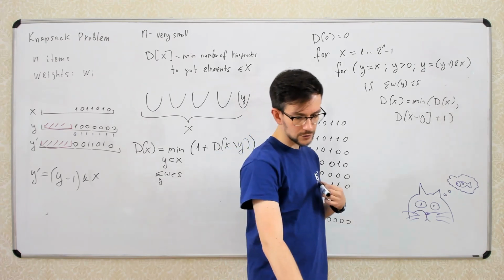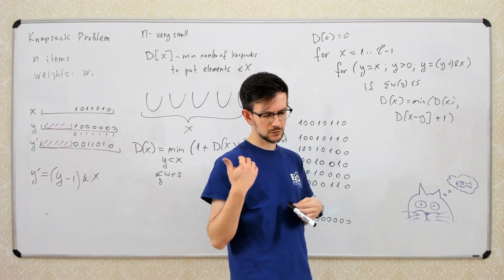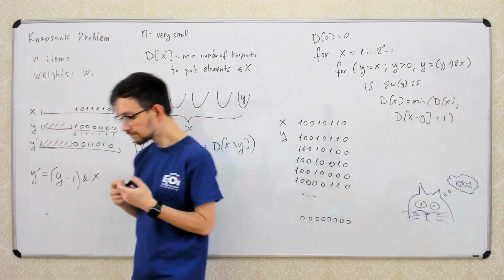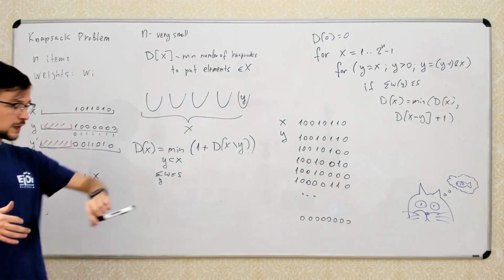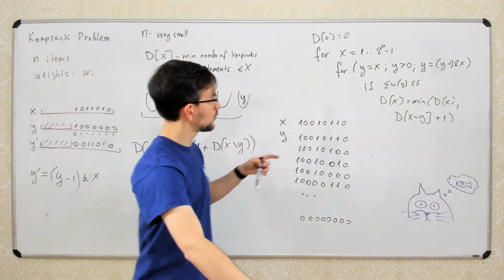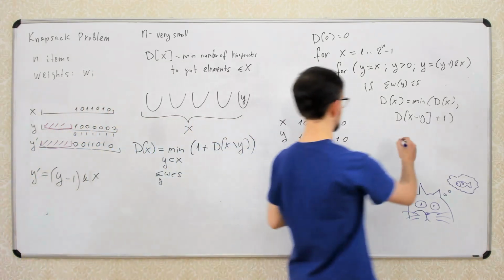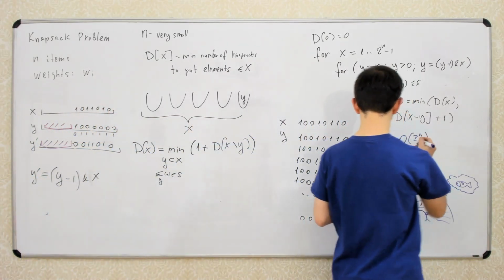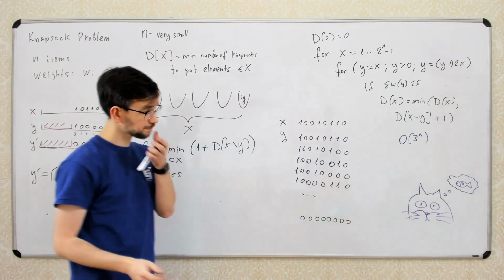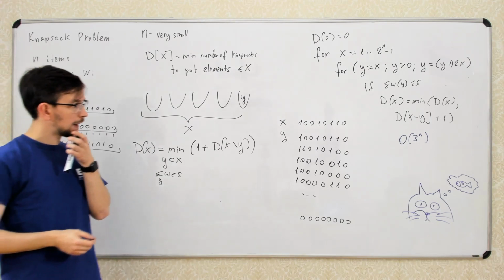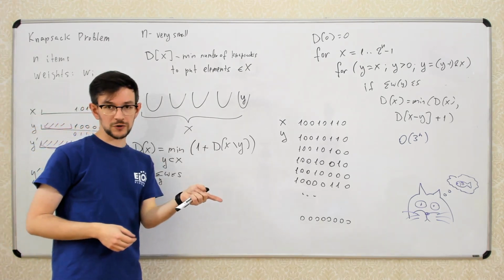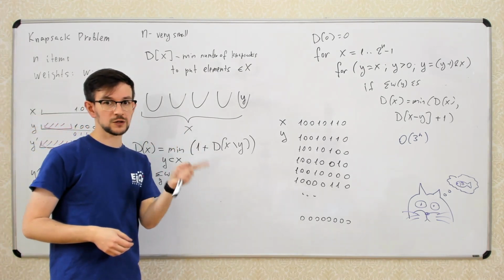Why do you need two ends? I need two ends. It's bitwise end. Yeah. Cool. So in this way you solve the problem in time complexity 3 in power of n. And that's better than 4 in power of n, but still worse than 2 in power of n.